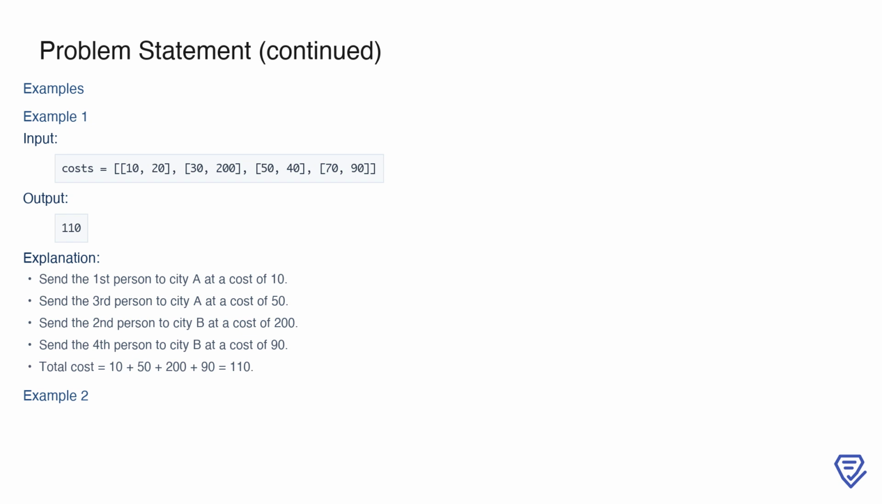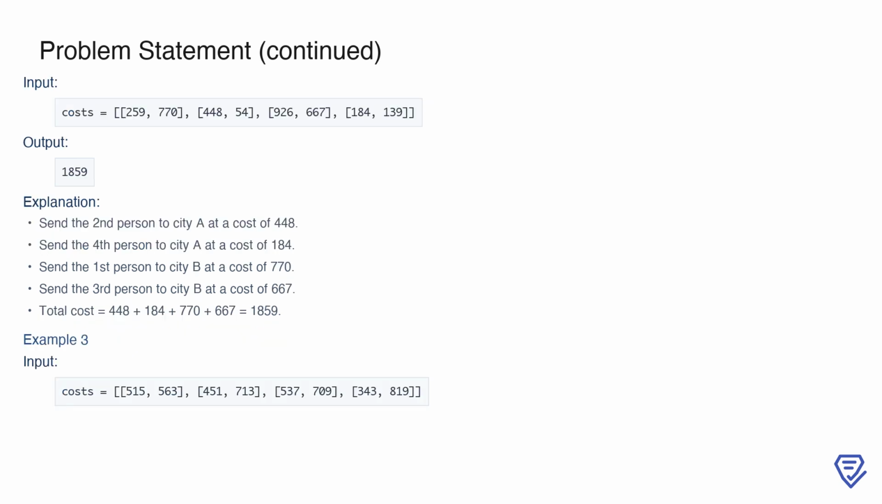Suppose the input costs are [[10,20],[30,200],[50,40],[70,90]]. Here, we have 4 people, and 2 of them need to be sent to city A while the other 2 go to city B. To minimize the total cost, we can send the first person to city A for 10, the third person to city A for 50, the second person to city B for 200, and the fourth person to city B for 90. Adding these up gives a total cost of 350, which is the minimum possible cost for this configuration. This example demonstrates how the assignment of people to cities directly impacts the overall cost.